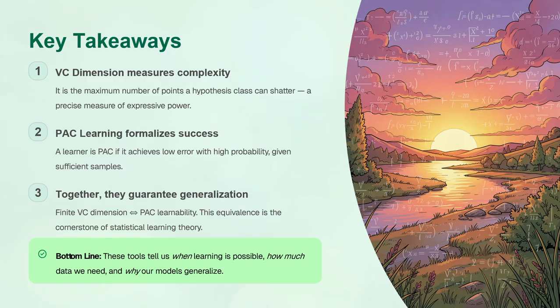The final conclusion. To conclude, VC dimension measures the complexity of machine learning models, while PAC learning explains how a model can learn accurately with high confidence. Together, these concepts form an important theoretical foundation for machine learning and help improve model generalization and reliability.